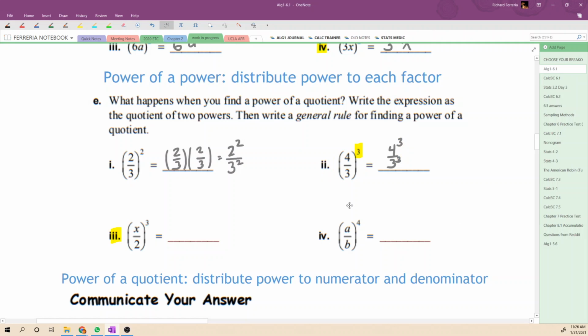For number 3, we've got x over 3 to the third power. So we rewrite x over 3, and we give that third power to both the numerator and the denominator. Last one we have here, we have a over b to the fourth power. So rewrite a over b and give that fourth power to the numerator and the denominator.